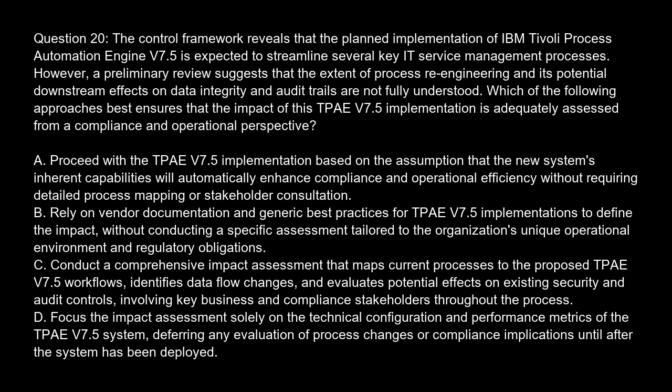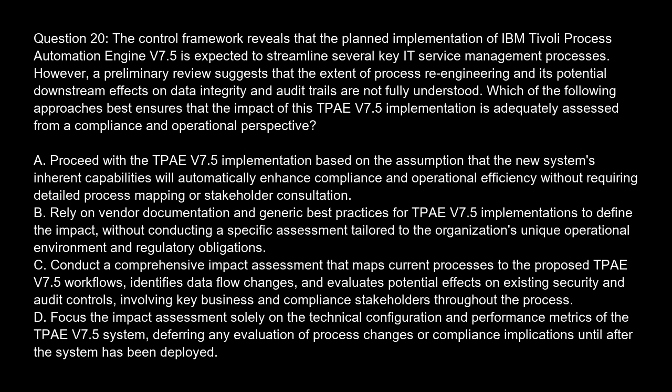Question 20. The control framework reveals that the planned implementation of IBM Tivoli Process Automation Engine v7.5 is expected to streamline several key IT service management processes. However, a preliminary review suggests that the extent of process reengineering and its potential downstream effects on data integrity and audit trails are not fully understood. Which of the following approaches best ensures that the impact of this TPv7.5 implementation is adequately assessed from a compliance and operational perspective? Option A.